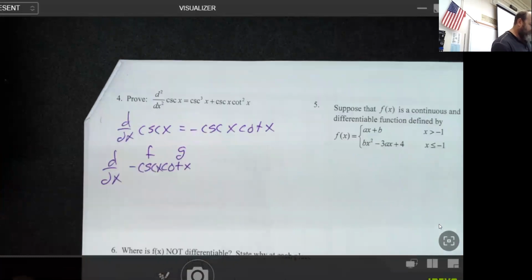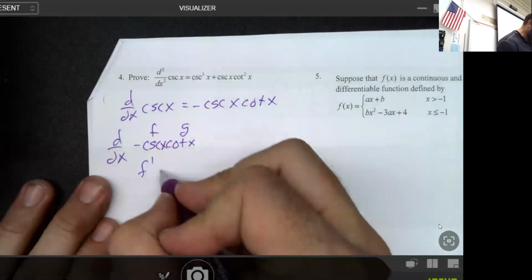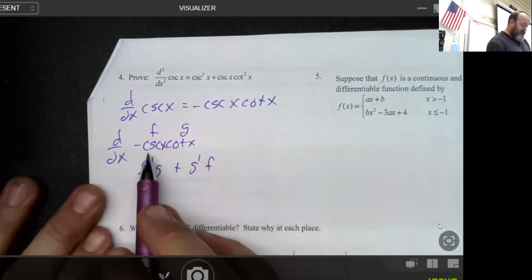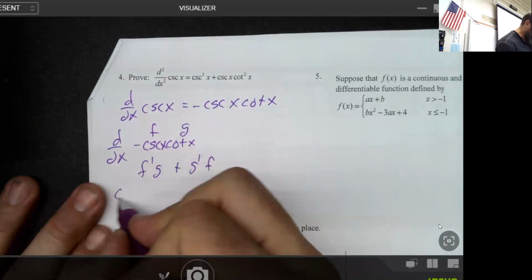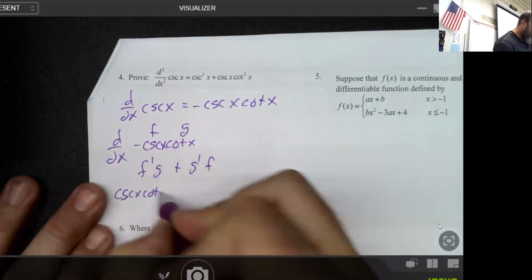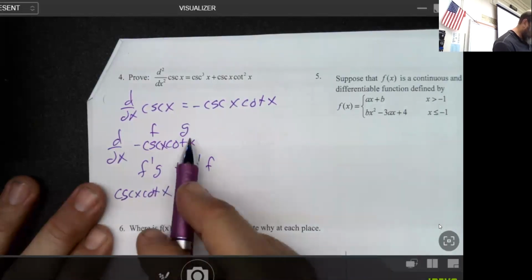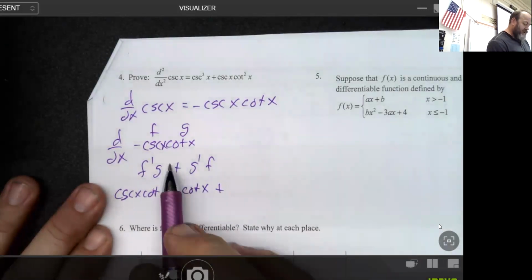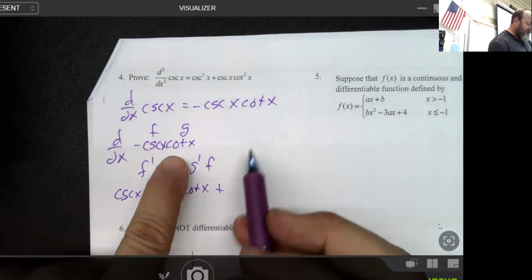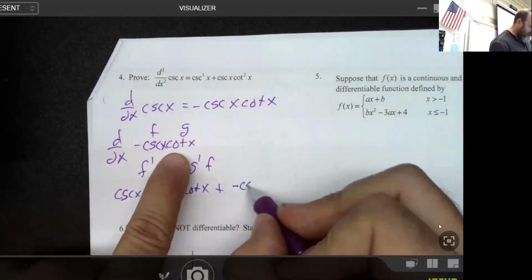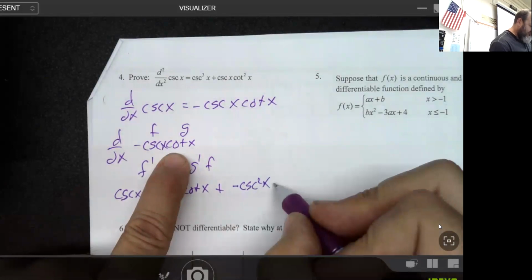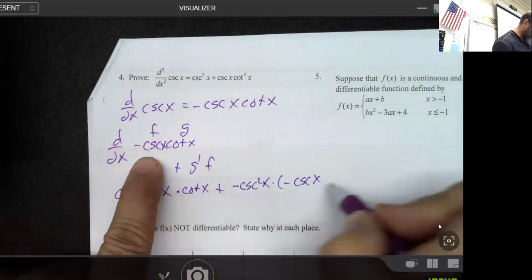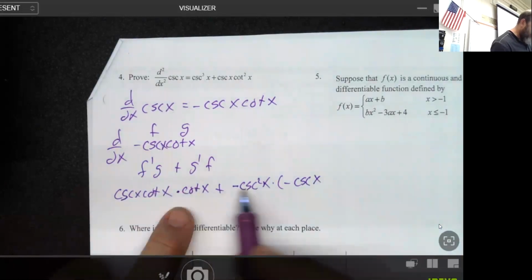This is again going to then be product rule, which is going to be f prime g plus g prime f. So again, the derivative of a negative cosecant is going to be positive cosecant x cotangent x times g itself, which is cotangent, plus g prime. Now, let's be careful. The derivative of a cotangent was a negative cosecant squared times the first, which is a negative cosecant. So here's f prime g plus g prime f.